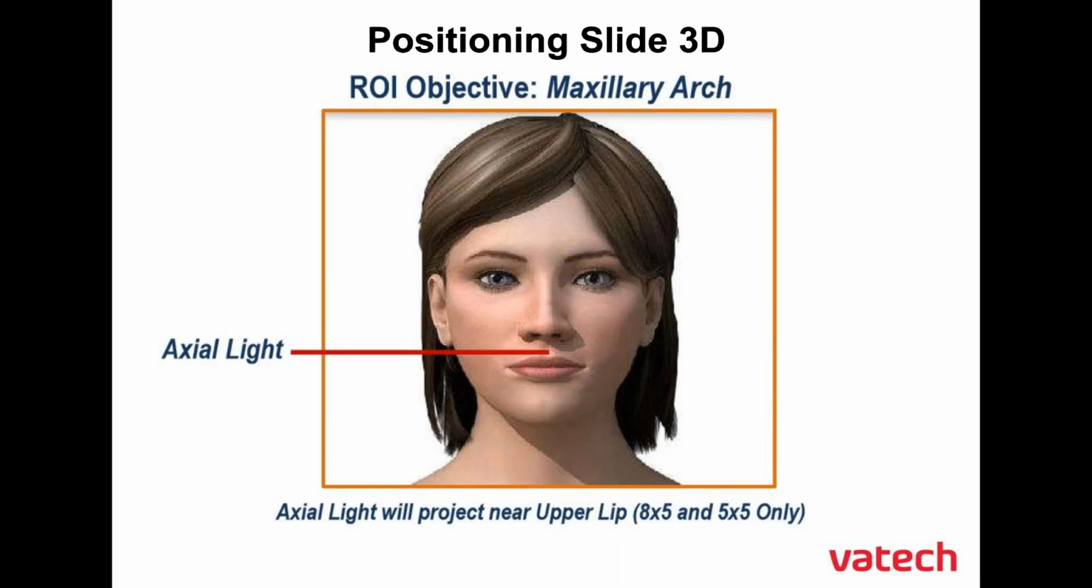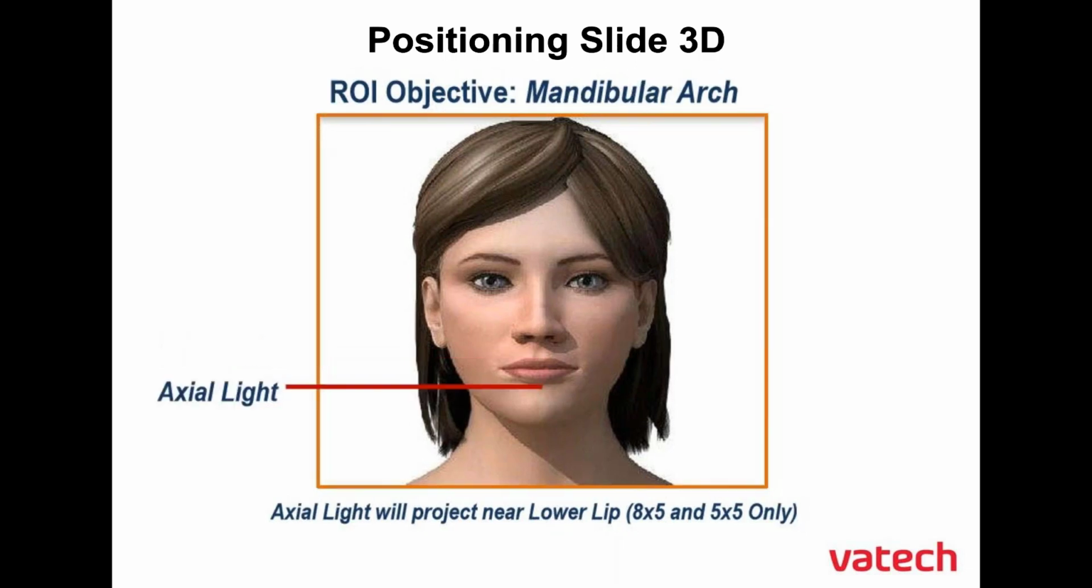Right. If we're focusing on a smaller scan, 8 by 5 or 5 by 5, typically we're going to want that axial light on that given arch. So in this case, we're shooting for an upper section, so we want that light approximately at the patient's gum line there. Right, and in the mandible, it's kind of the same way, it will project into the lower arch. The machine already knows based on what you select on the screen, and it's our job to adjust that based on the size of the patient.